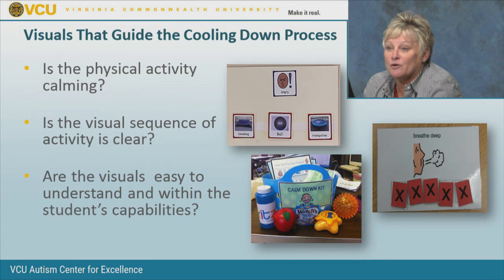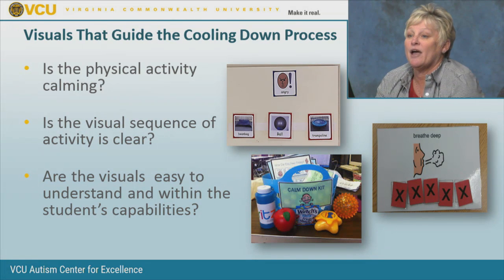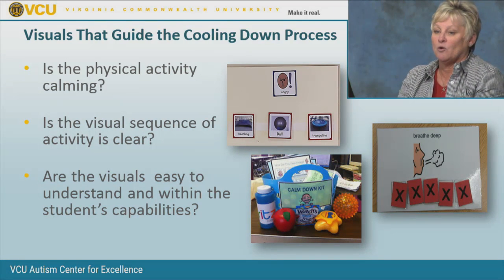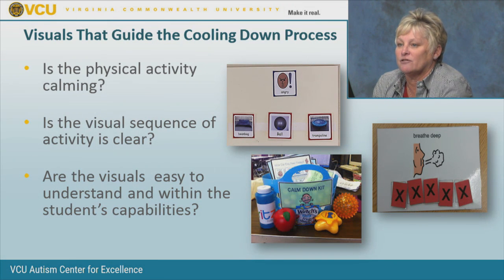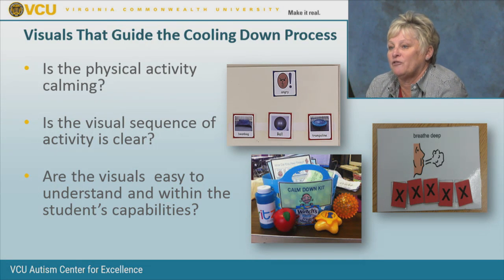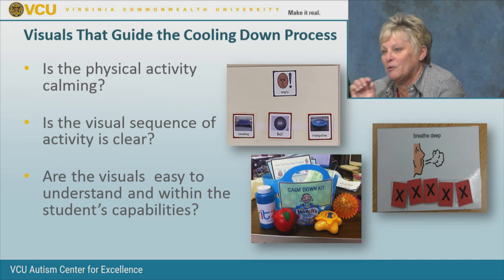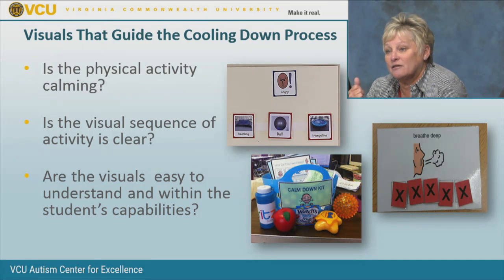Is a visual sequence of activity clear? You know, we have a first I'm going to sit here, then I'm going to move to this section. Whatever the sequence is, is it clear, and does the student know how to follow the sequence? Are the visuals easy to understand and within the student's physical capability? When you're giving a student, for example, the far right, the blowing chart, and as they blow, they're going to pull off the X. Does the child have the physical capability to pull those X's off? Their fine motor seems simple, but that can increase the level of behavior instead of decrease it.